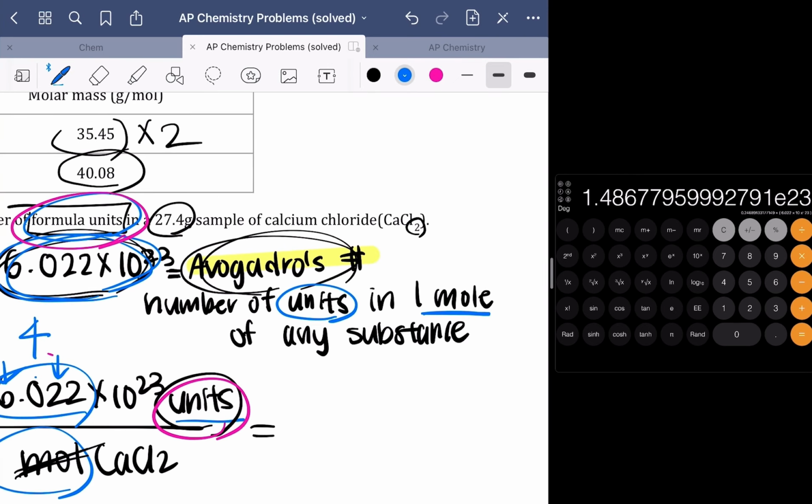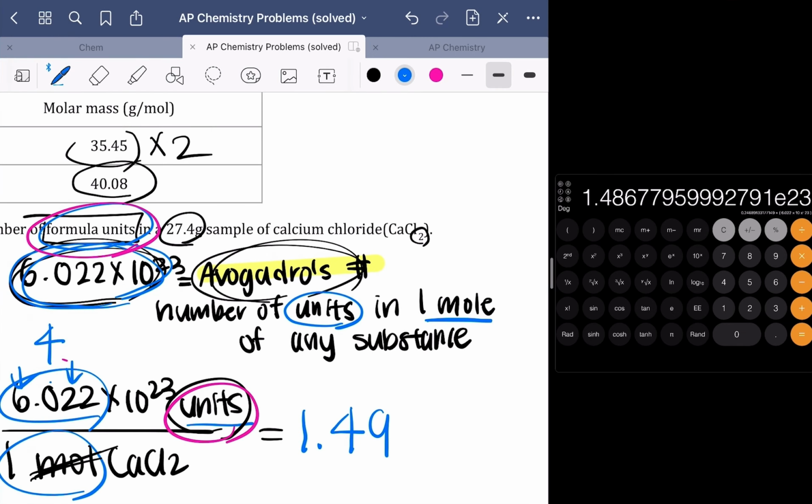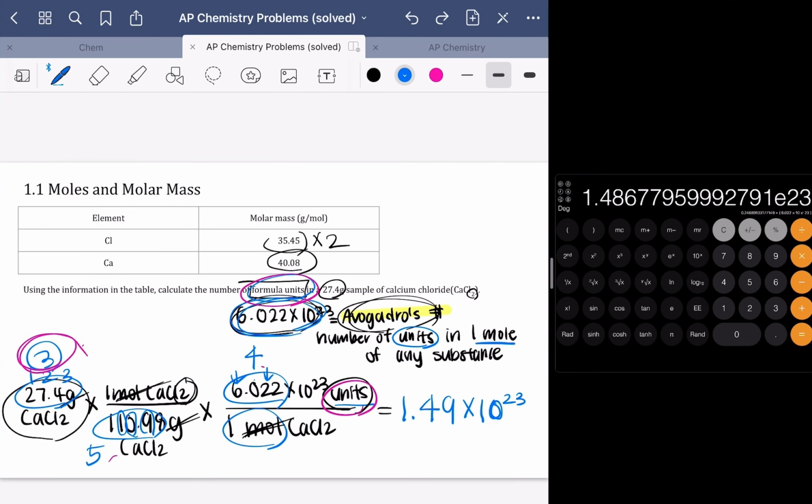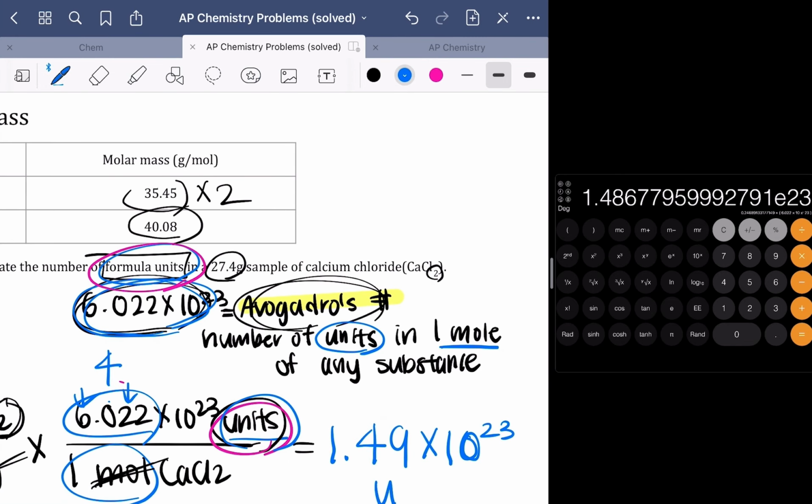Therefore, this number is going to be 1.49, because 6 rounds up, times 10 to the 23. And by the way, this number doesn't count. Only these numbers count. And it's going to be units.